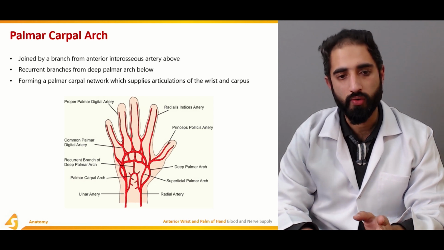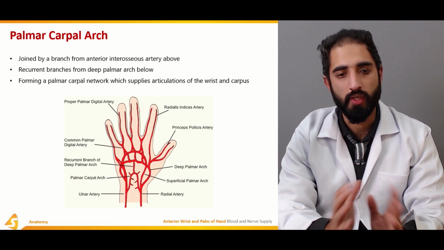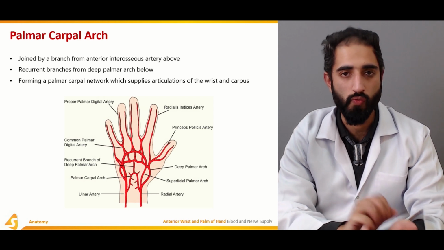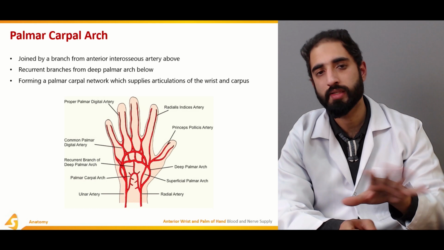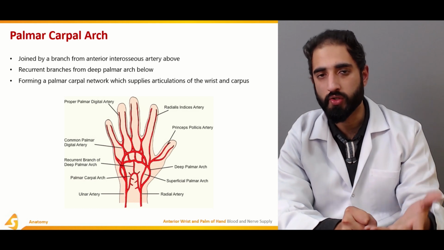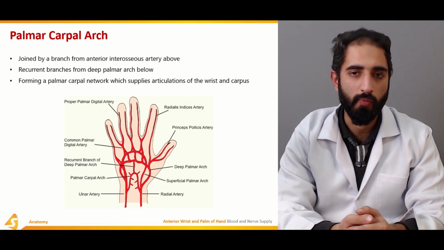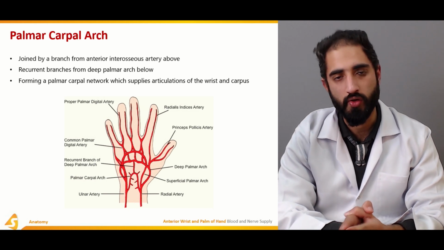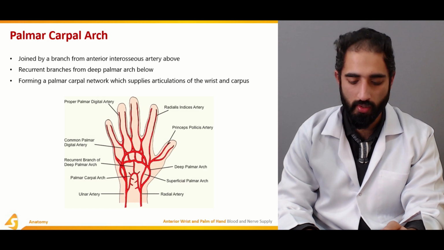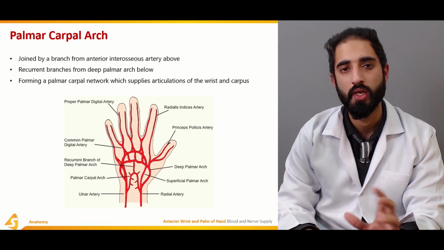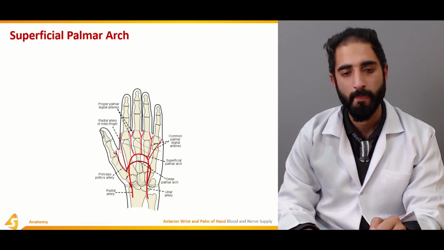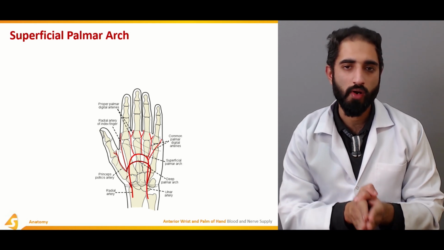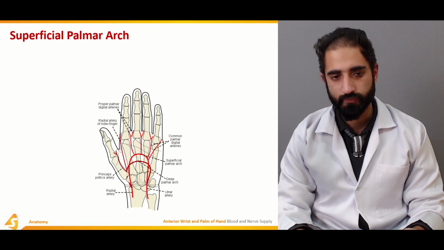And talking about the forming of the palmar carpal network, which supplies the articulations of the wrist and the carpus. So we can say that the midcarpal joints or the intercarpal joints and the radiocarpal joints, all of these joints are actually supplied by the palmar carpal arch. And if there's a problem at this palmar carpal arch, then the blood supply to these areas will be affected. Now, talking about the palmar arches, we have the superficial palmar arch and the deep palmar arch.